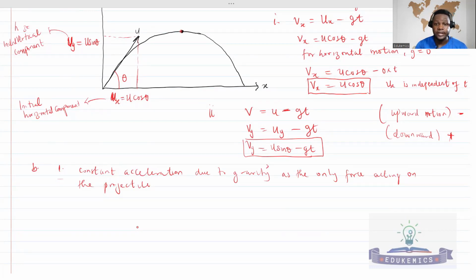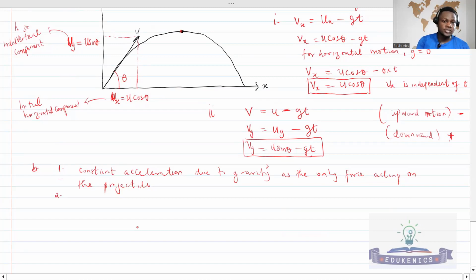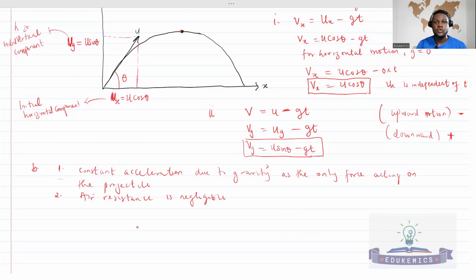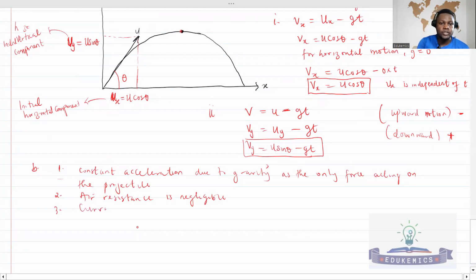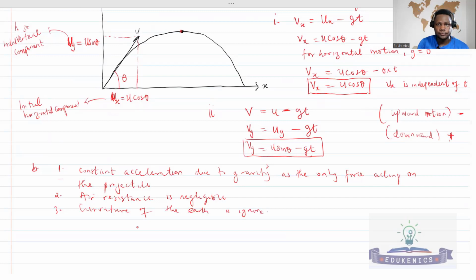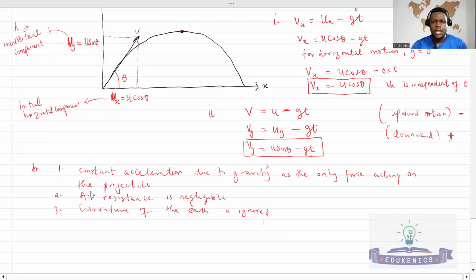And this gravity I'm talking about is the gravitational force as the only force acting on the projectile. So the implication of that is there is no air resistance. Air resistance is neglected, it is negligible. It also assumes that the curvature of the earth is ignored. And so these are the assumptions of a body that is undergoing projectile motion.